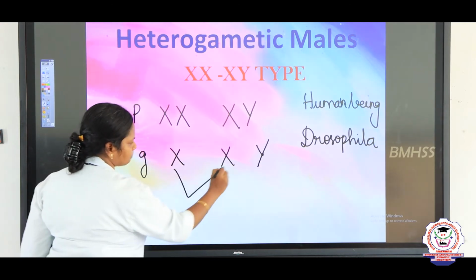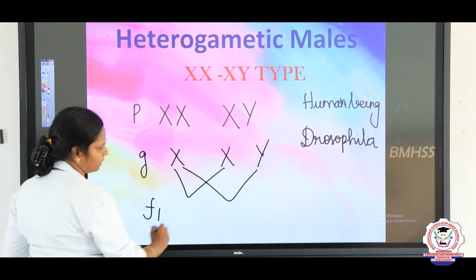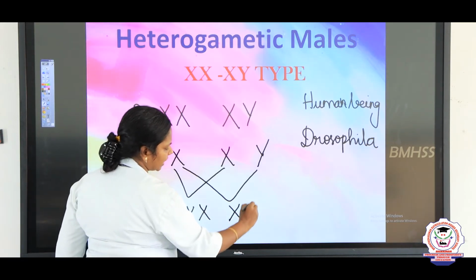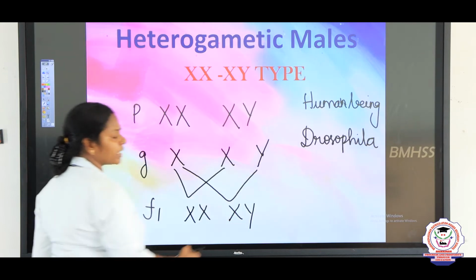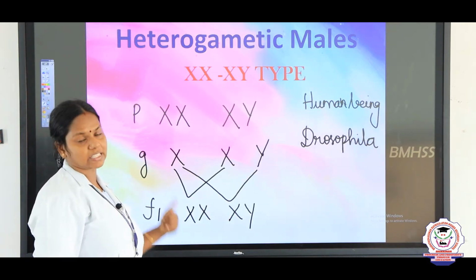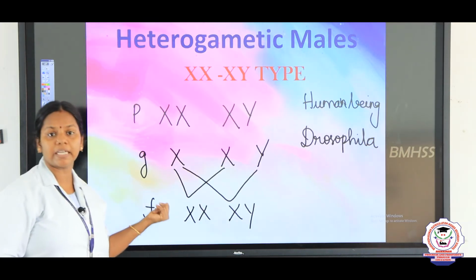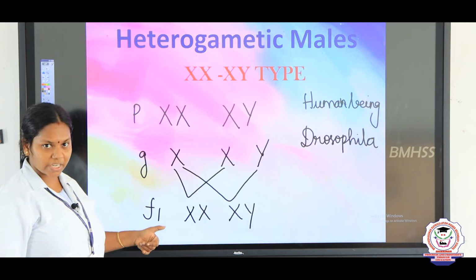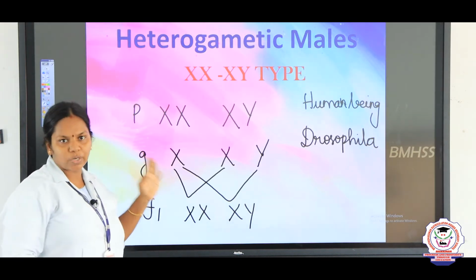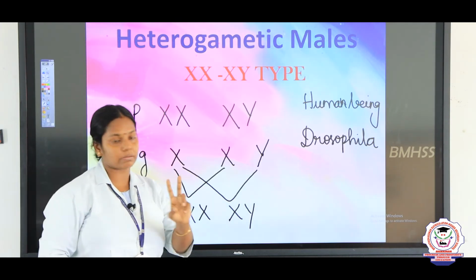And when we cross, what will we be getting in the F1 generation, children? We get XX and XY. So here only the heterogametic individuals are responsible for determining the sex. In humans also only males are responsible for determining the sex of the next generation, because a female possesses only one gamete, X only. From XX they can derive only X, but males possess two types of gametes.